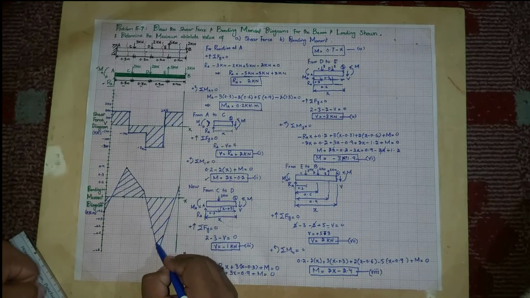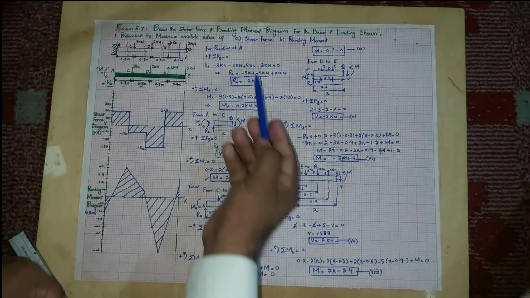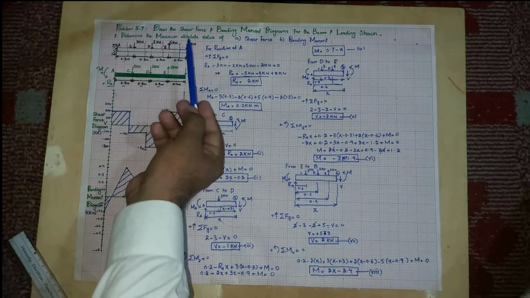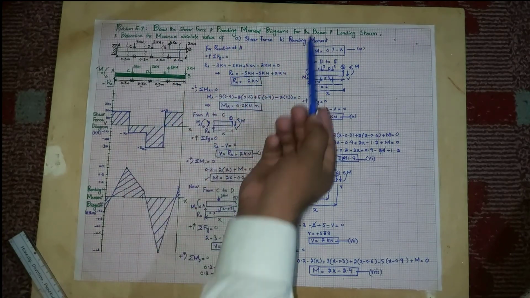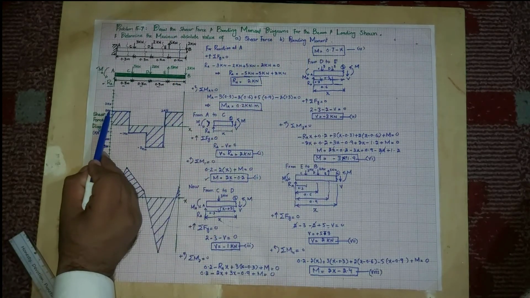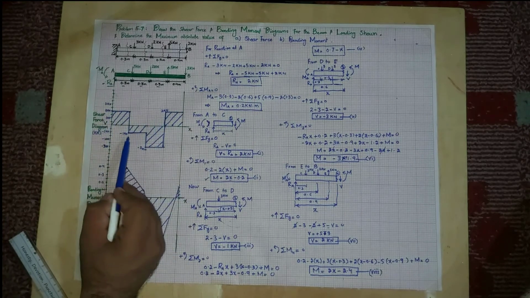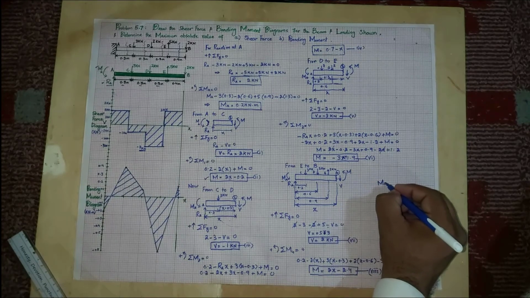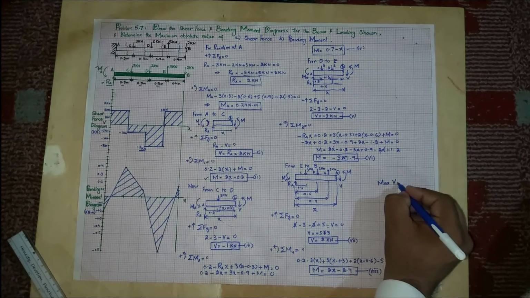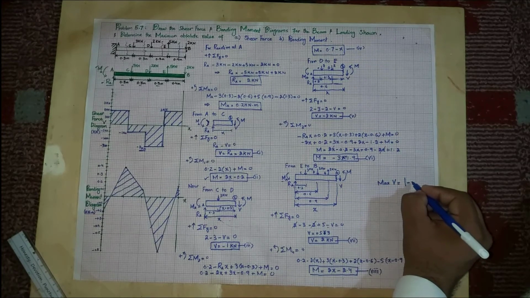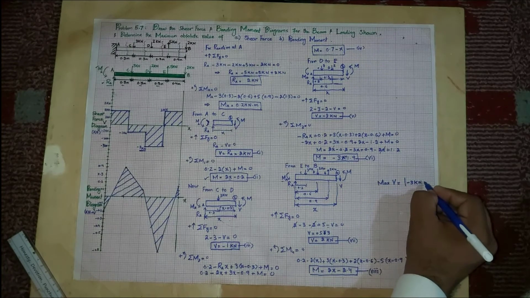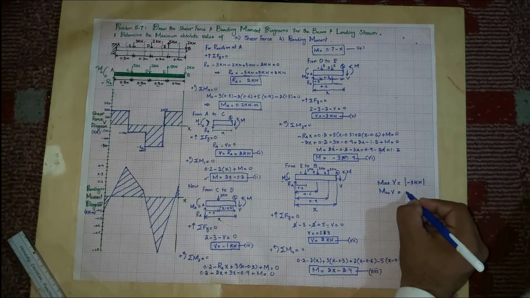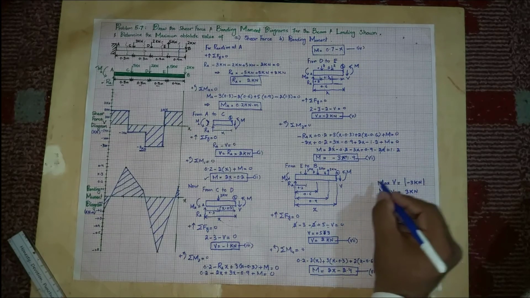Now we have solved the first part, which is to draw the shear force and bending moment diagram. Now we will check the maximum absolute value of shear force and bending moment. So you can see there is a shear force 2 kilonewton, 2 kilonewton, minus 1, minus 3. So minus 3 is the maximum absolute shear value. So maximum shear force will be 3 kilonewton.